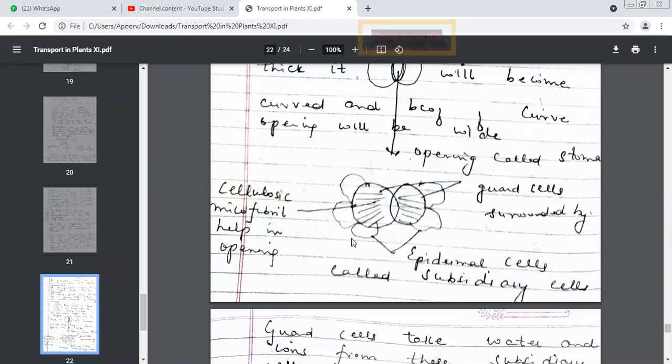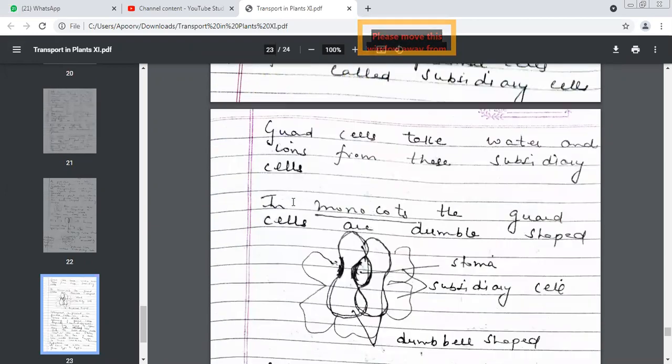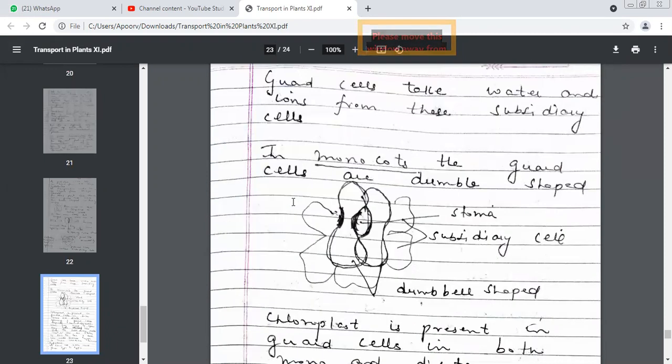So you had the stomata, which had two thickenings, this opening, and these epidermal cells which surround the guard cells. What are these cells called? Subsidiary cells. And you also have these very thin threads of cellulose, these lines in the guard cells. They are known as cellulosic microfibrils. What are they called? Cellulosic microfibrils.